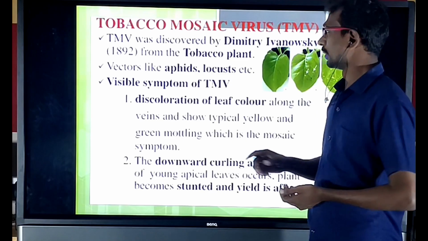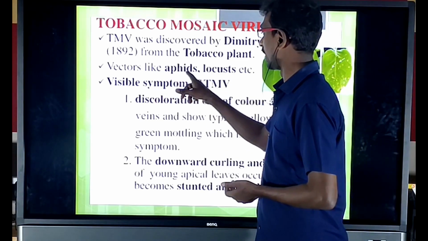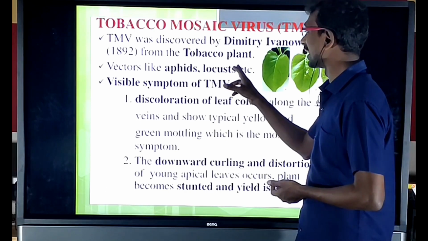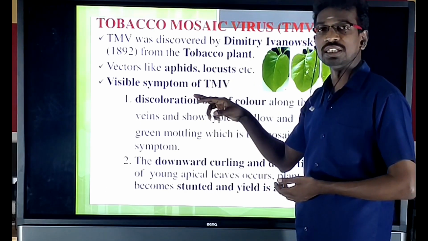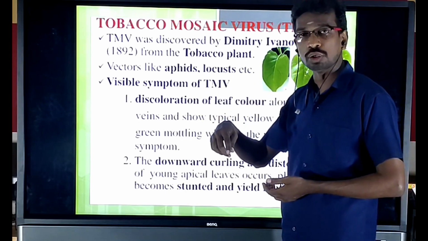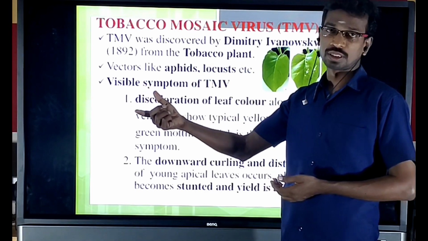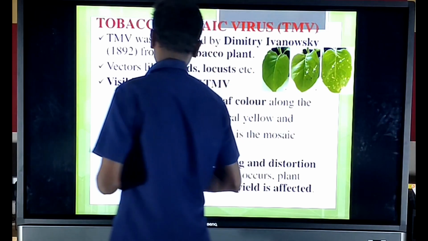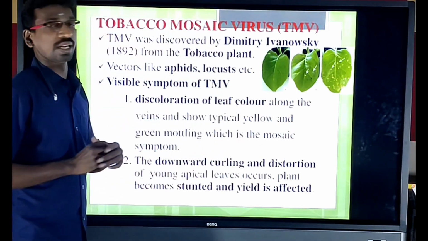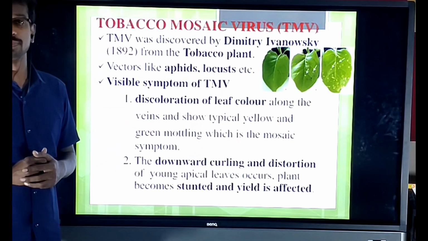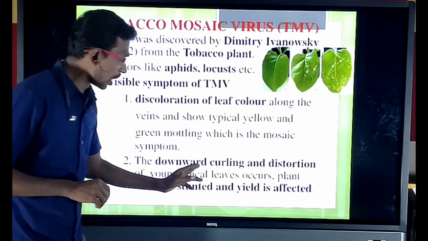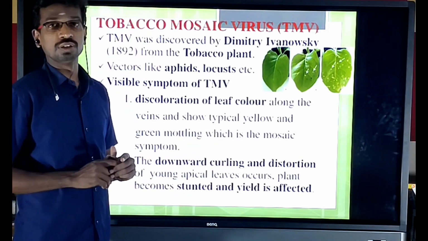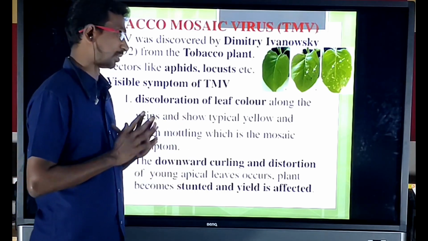Clear now? Okay. So vectors like aphids and locusts mainly carry the disease from the infected plant to the healthy plant. The visible symptoms in TMV are discoloration of the leaf, then downward curling and stunted growth. So these are the main symptoms.